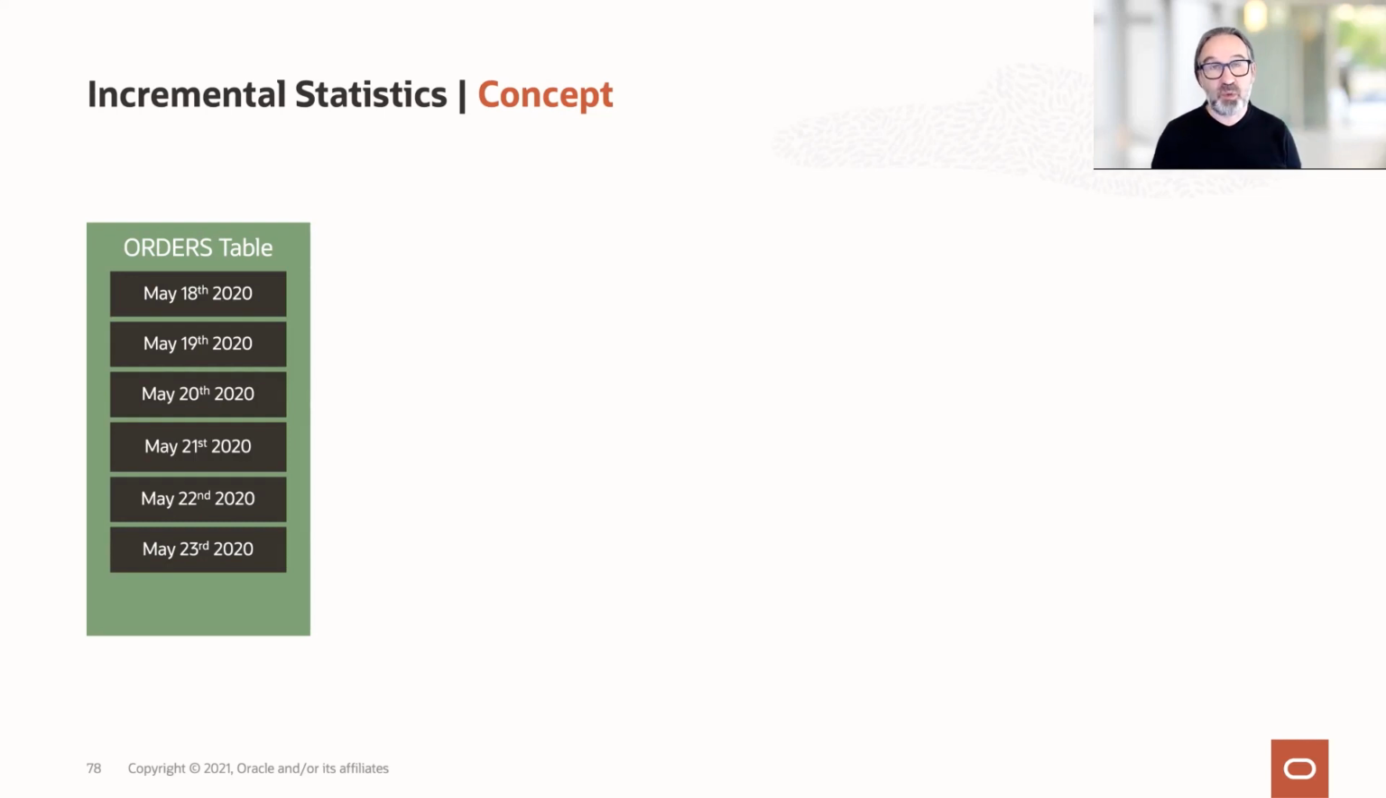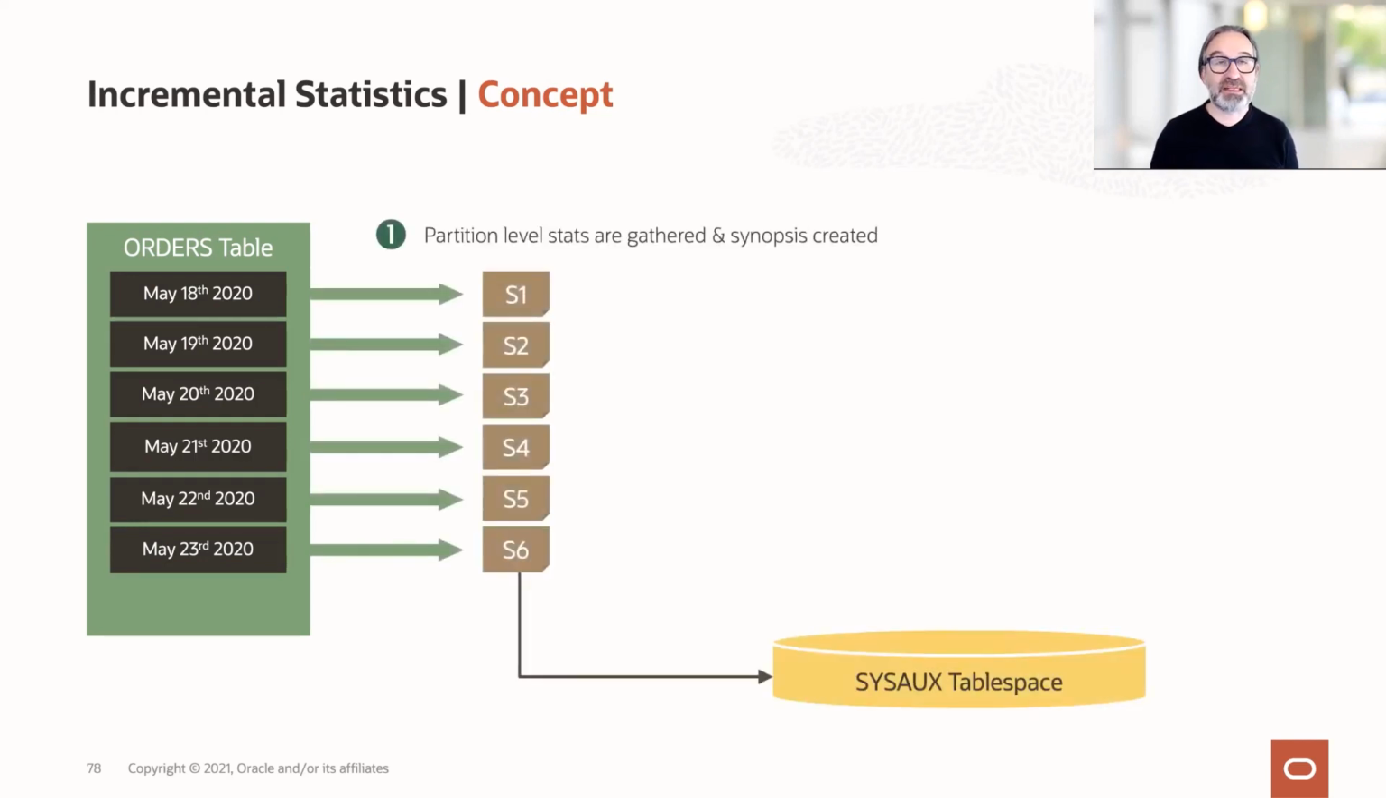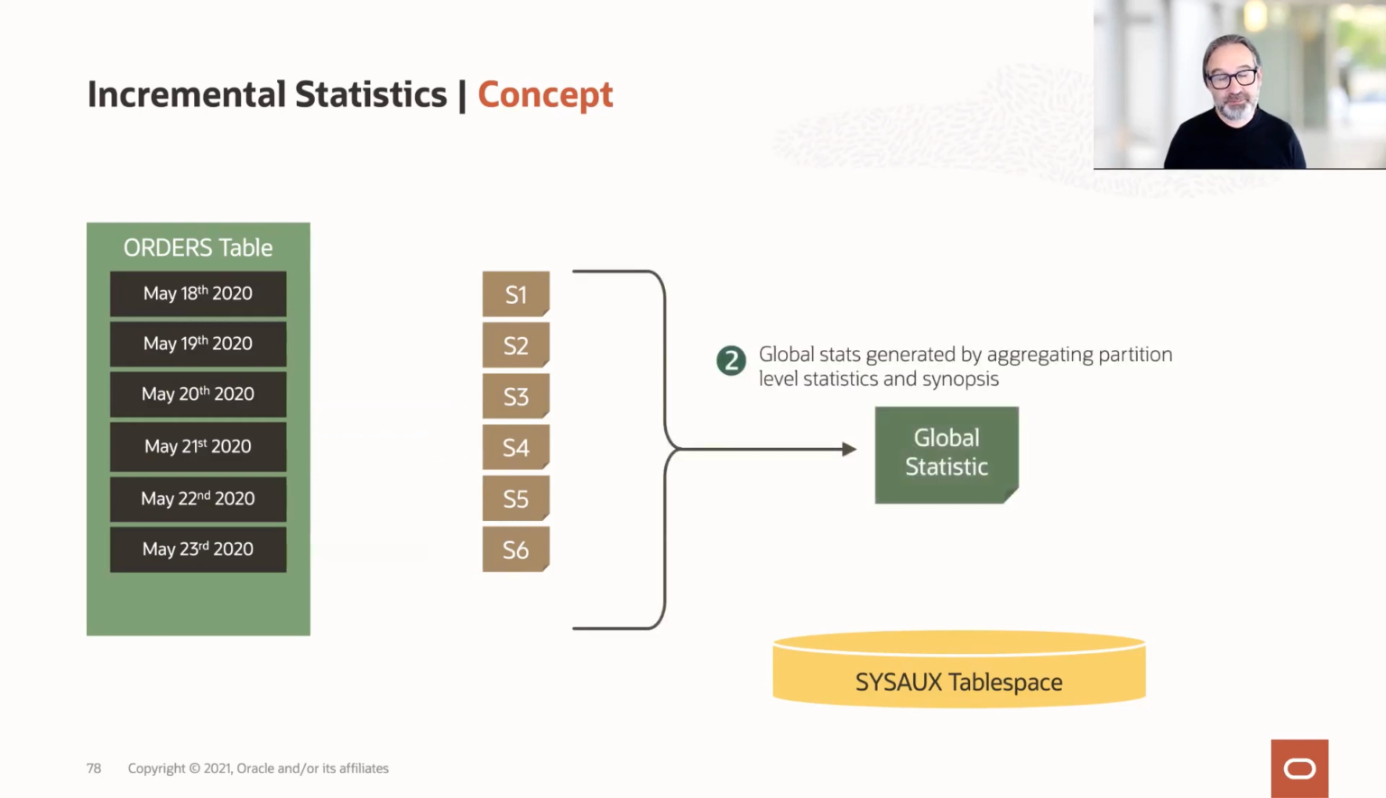The concept: we see here an orders table with a few partitions. For each data partition, when we have incremental statistics on and we create new statistics, we'll store partition-level stats. But in addition, we also take note, and this is called a synopsis, in the SYSAUX tablespace. With the information, the partition-level stats, we can now calculate the global statistics for that table.